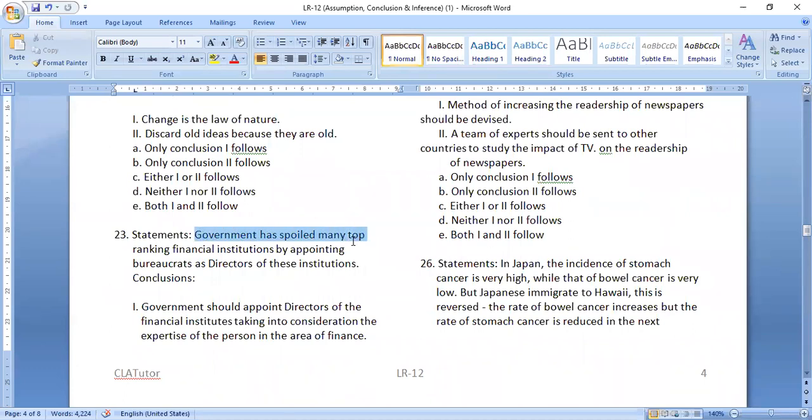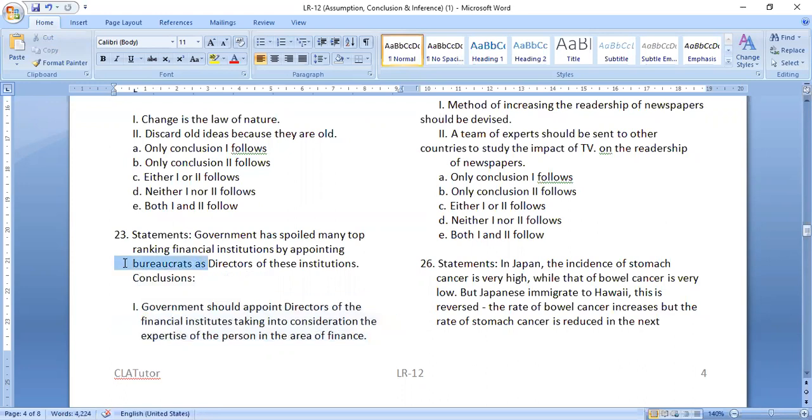Government has spoiled many top-ranking financial institutions by appointing bureaucrats as directors of these institutions. Right. So they spoiled many financial institutions by appointing bureaucrats as directors. So bureaucrats don't make good directors. So that's what we can conclude, right? The government should appoint directors of the financial institutions, taking into consideration the expertise of the person in the area of finance. Yeah, I think that is a very credible conclusion, right?